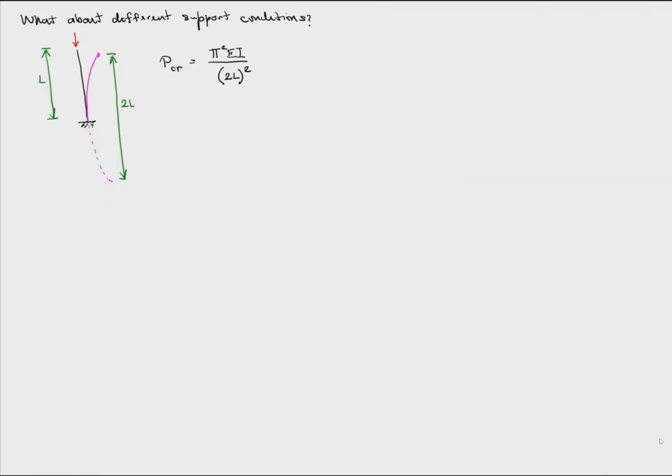Now let's look at another support condition where the column is fixed at the base, but at the top it's fixed against rotation but free to translate in the horizontal direction. This kind of boundary condition can occur, for example, if there were a frame in which the beam is much stiffer than the columns, so that the top of the column is not free to rotate, but it is free to translate if it deflects like that.